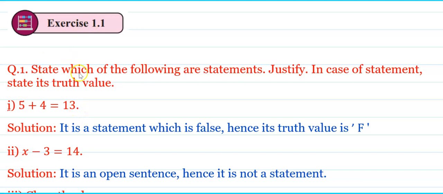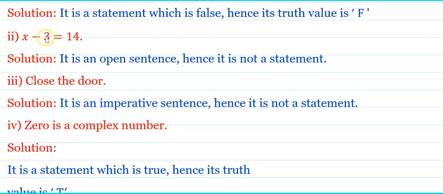Okay. Now the first question, state which of the following are statements, justify. In case of a statement, state its truth value. 5 plus 4 is equals to 13. Solution: it is a statement which is false and hence its truth value is F. Okay, this is clear then. X minus 3 is equals to 14. It is an open sentence. No particular value is given to us for it. Hence it is not a statement.